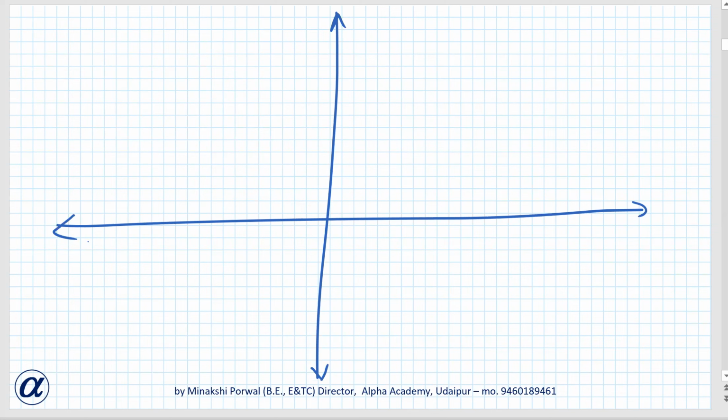First of all, you don't have to make all four quadrants. You can make the positive xy only, the first quadrant only, because x is greater than 0, y is greater than 0. Then the next one is x plus y less than or equal to 4.